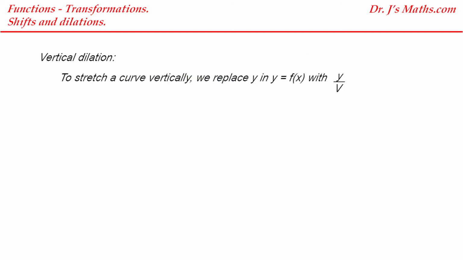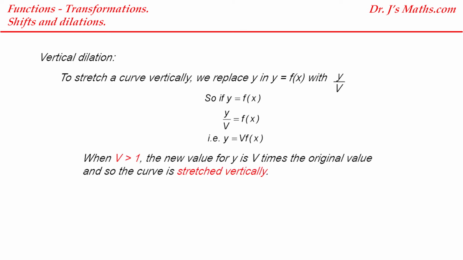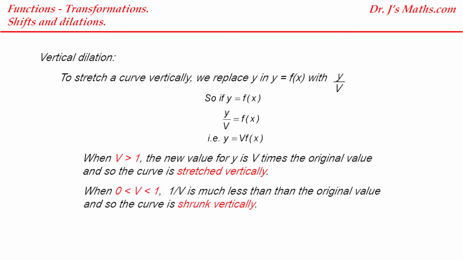To stretch a curve vertically, we replace y in y equals f(x) with y over v. So y equals f(x) becomes y over v equals f(x), so y is equal to v times f(x). When v is greater than 1, the new value for y is v times the original value, so the curve is stretched up vertically. When v is between 0 and 1, the new value is very much less than the original value, so the curve is shrunk vertically.